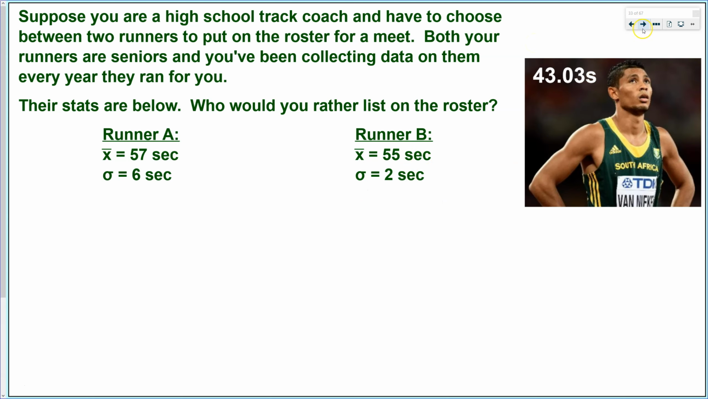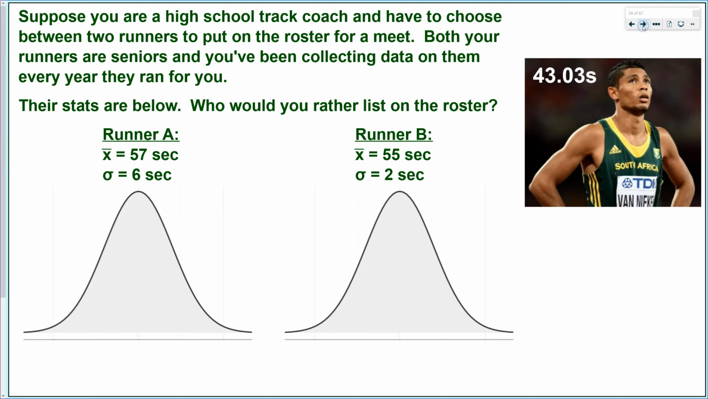Well, I'm going to go visual again, and I'm going to bring out those little normal curves there. And at the middle of a normal curve, you always put the average. So the average speed for each runner, one is 57 and one is 55. And you might say, well, let's just go with runner B because he's clearly faster. He's faster on average. But if you also take into account the standard deviation, we're able to see what the probability is of him running a faster or slower race.